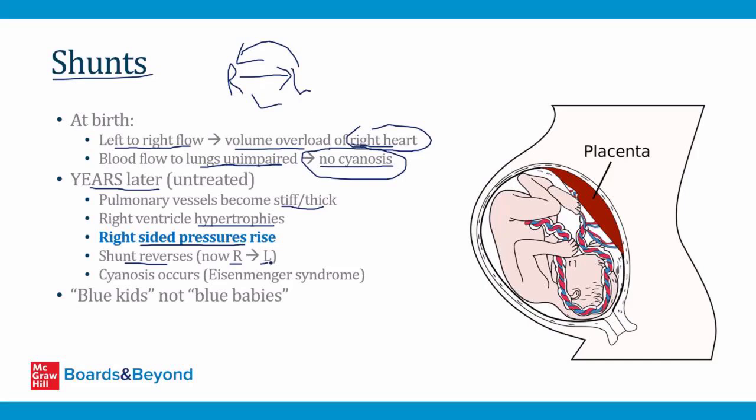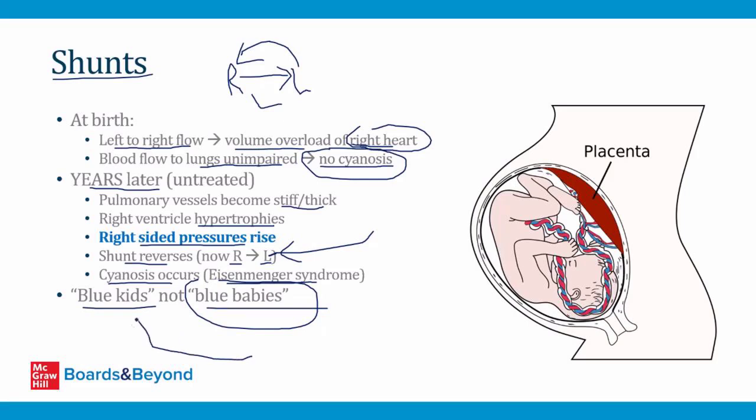Now, when this happens, blood is bypassing the lungs, so the child will become cyanotic. And this is called Eisenmenger syndrome when shunts reverse like this, and I'll talk about this later in this video. So it's sometimes said that shunts cause blue kids, not blue babies, and what they mean is there shouldn't be cyanosis at the time of birth. The only way a shunt's going to give you cyanosis is if you leave it untreated for years and years, and the child grows up and eventually the shunt reverses.